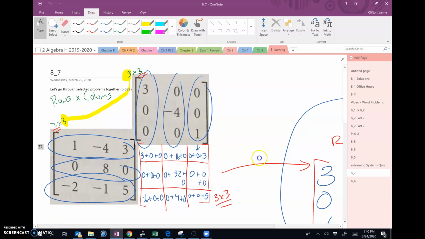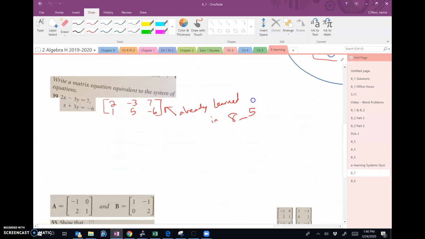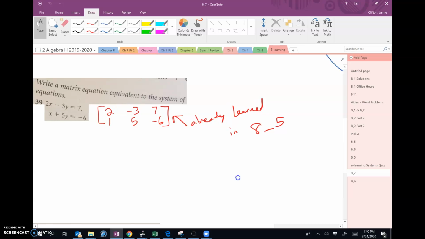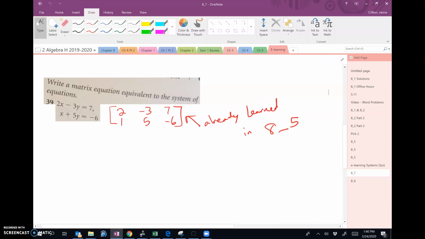So moving on to the next problem, 39, it says write a matrix equation equivalent to the system of equations. So it's not asking for what we already learned how to do, how to represent a system as a matrix. We already learned that in 8.5, but what it is asking for is a matrix equation. We're not going to even solve this equation today. We're not ready, but this is just your first chance to see what it looks like to write a matrix equation.